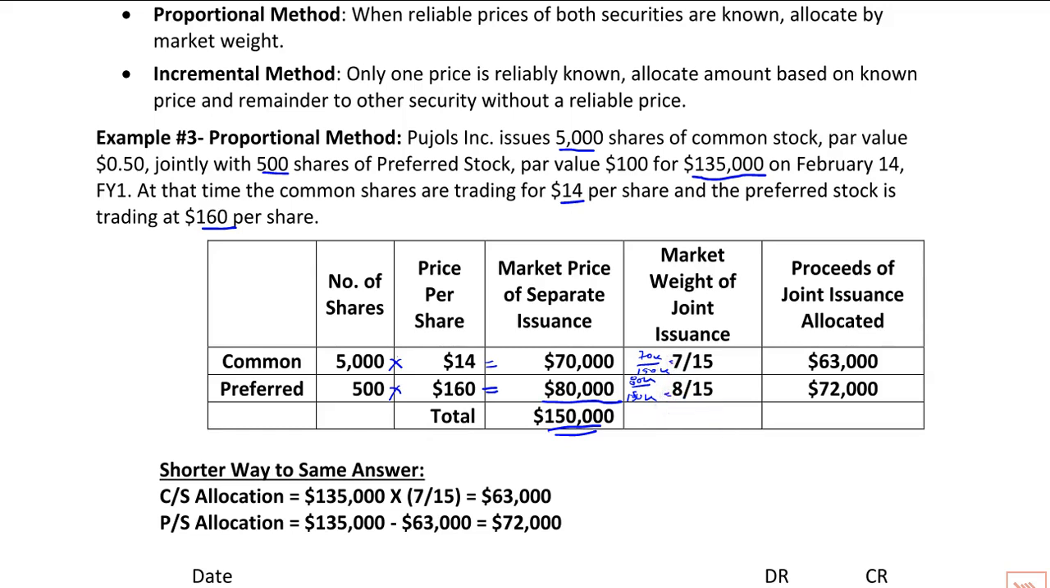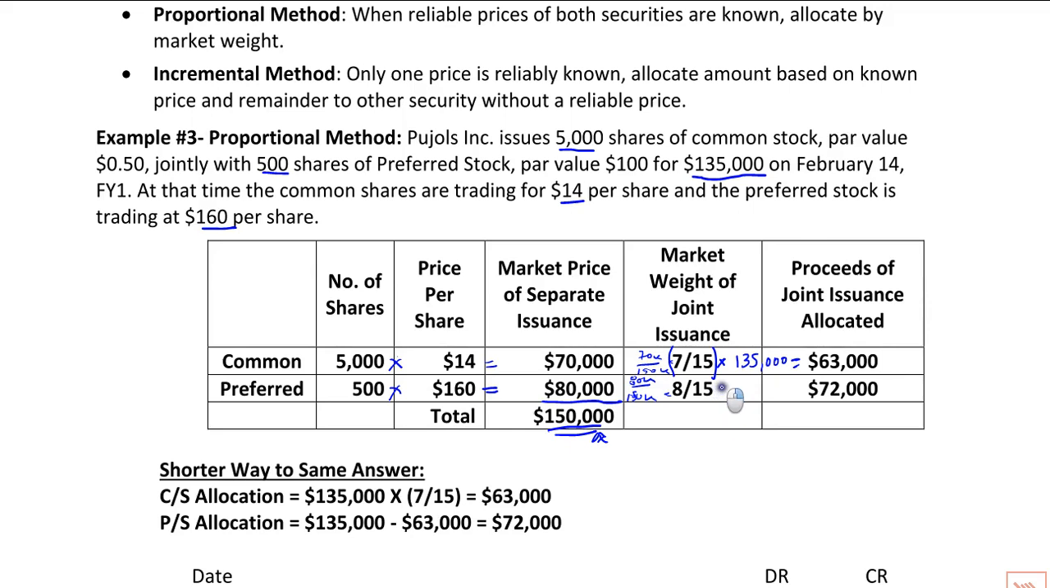All right. Then where does the allocation come from? 7/15. Put that in parentheses to make sure the order of operations is clear. And now we're multiplying times the actual proceeds of 135,000. See, if they would have been issued separately, it would have been a higher price. So you get more if you buy the bundle, right?